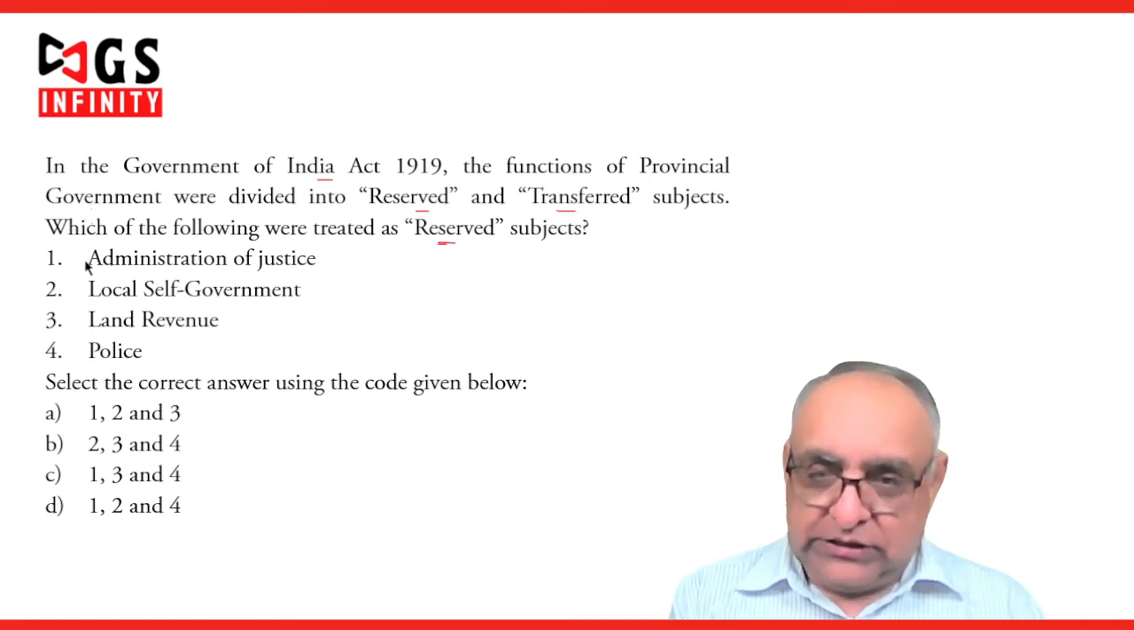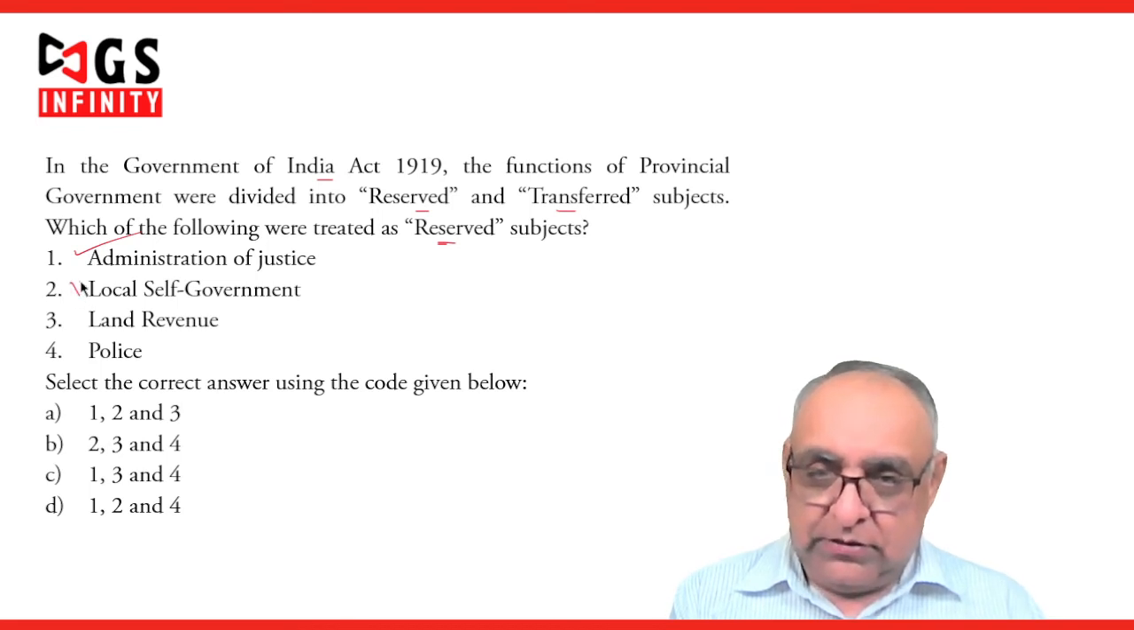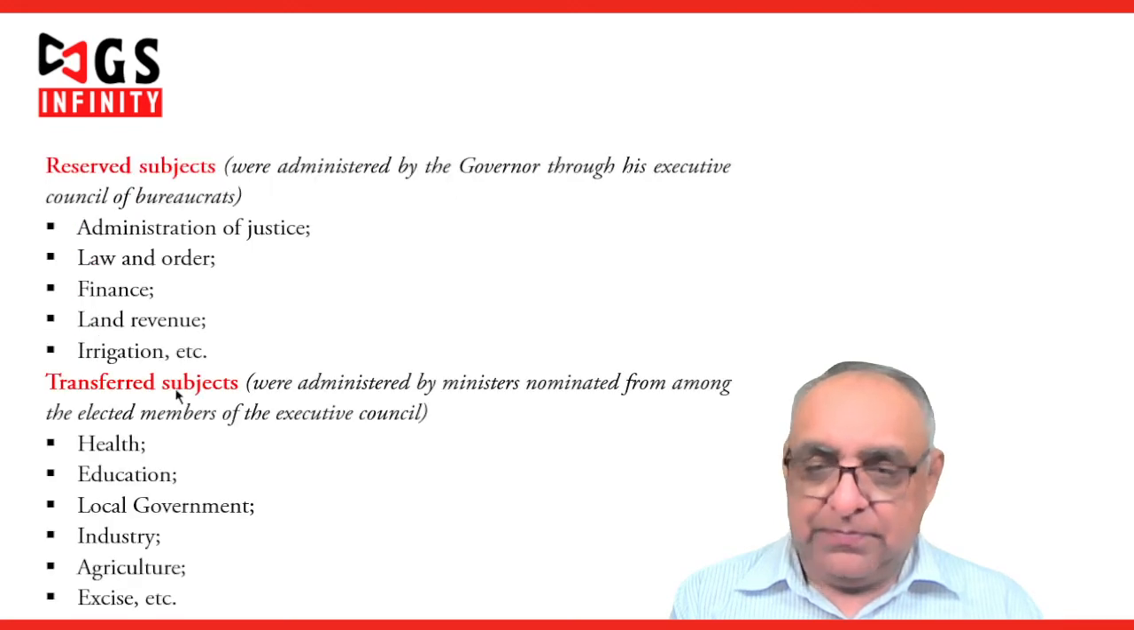Administration of justice, yes, it was a reserved subject. Local self-government, no, it was a transferred subject. Land revenue, yes, it was a reserved subject. And police, yes, it was a reserved subject. So the answer becomes 1, 3 and 4, that is C option is the correct answer here.